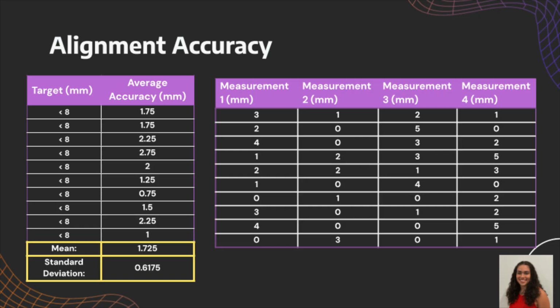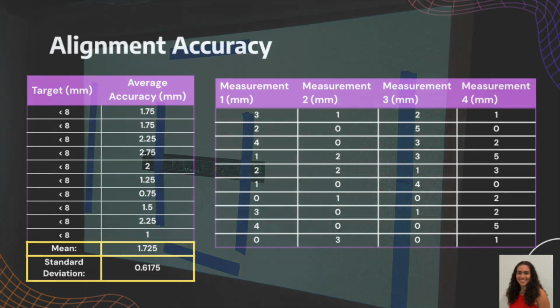Our next metric is alignment accuracy, which measures how precisely we can align the projected image with the target surface. For this demonstration, we conducted 10 test runs. In each run, we measured the alignment accuracy at 4 points on the projection surface, recording the deviation in millimeters from the ideal position. Looking at our test results table on the right, we can see the individual measurements for each run. The accuracy for each run, shown on the left table, is calculated based on these 4 measurements, with lower numbers indicating better accuracy.